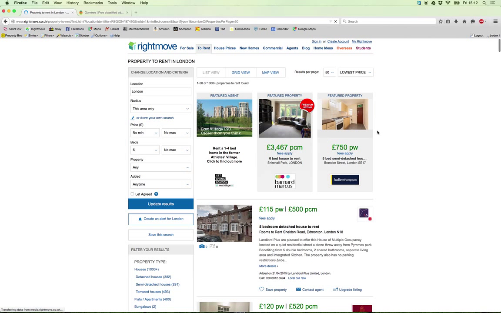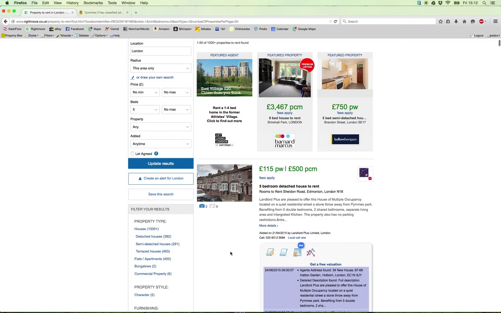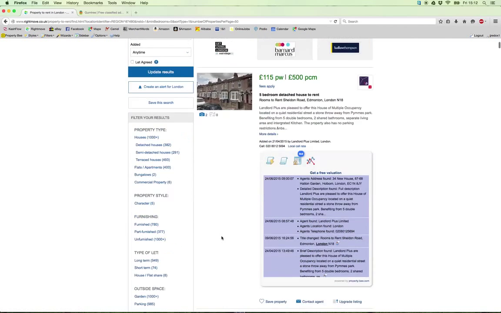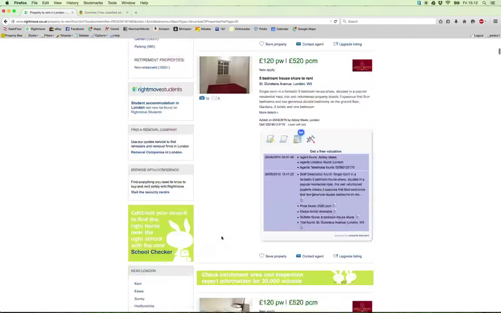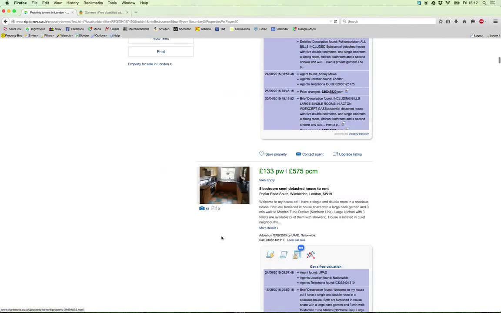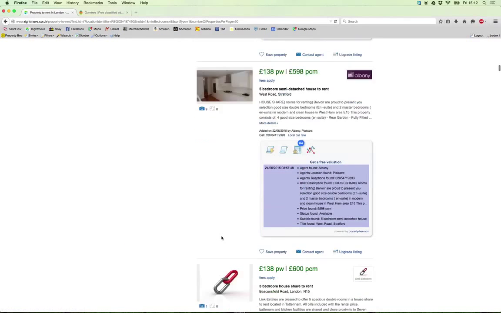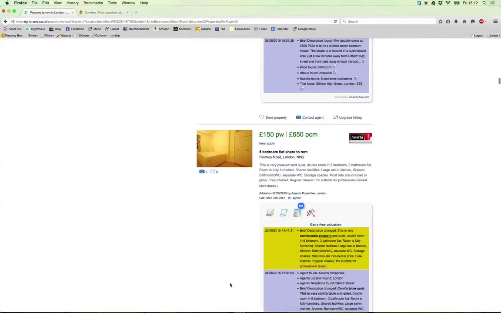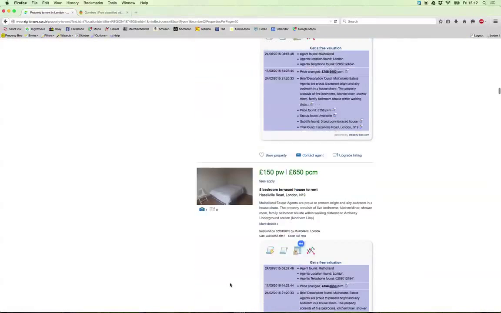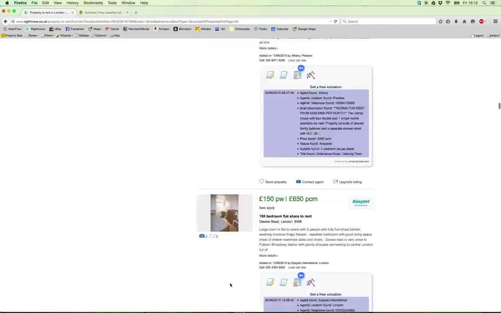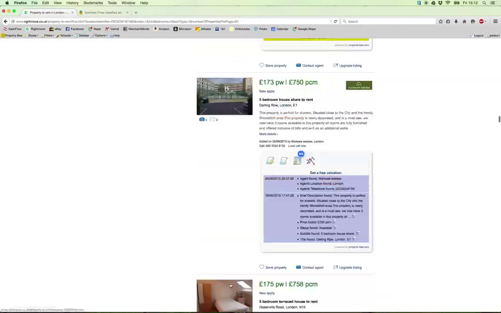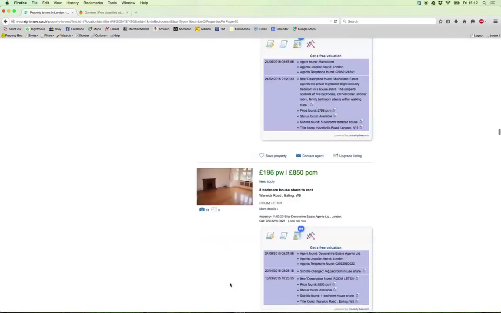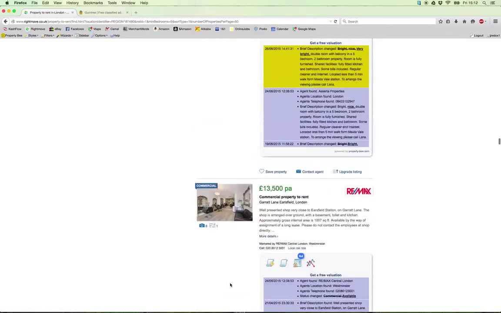Okay, so remember, we've got to find full houses, not only the room. Those are just bedrooms to rent. We're not interested in this. We're gonna see a price jump when we get to the houses. So those are still rooms only. Those are rooms. All rooms. Price is going up a little bit.